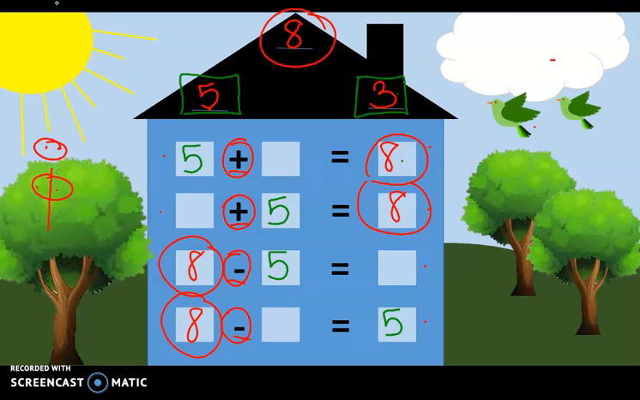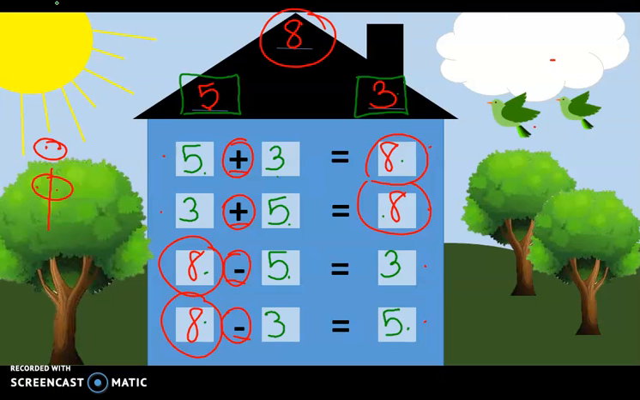I already have an 8 here. I already have a 5 here. So this one has to be my 3. The same goes for the rest: I already have an 8, I already have a 5, so each of the other spots has to be my 3.